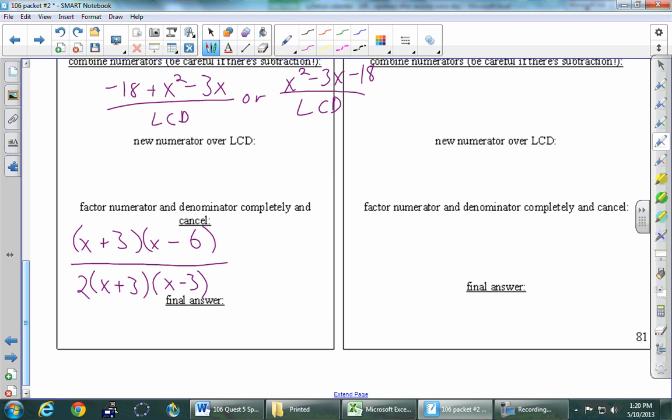And what can we do now? We can cancel. And so this really comes back to Melanie's question. If we had distributed on the bottom, it wouldn't be clear that we can cancel. You'd have to go back anyway and factor it. So I know a lot of people feel like they have to distribute when they see something like what's on the bottom. You don't. So leave it on the bottom every time, and then you can take advantage of the fact that it cancels if it does. So x plus 3 goes, and we'll get our final answer up here, x minus 6 over 2 times x minus 3.